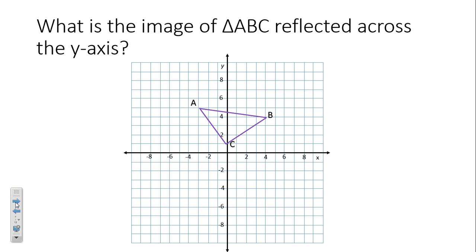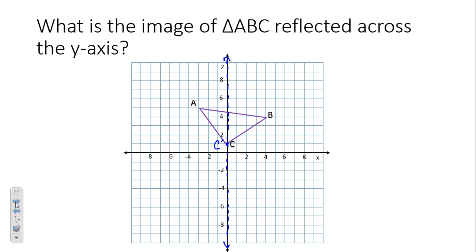What is the image of triangle ABC reflected across the y-axis? So which one's the y-axis? Okay, the one that it's currently crossing, right? The vertical axis is our y-axis. Good. C is going to stay the same, isn't it? So we can label C prime immediately. Just call it C prime because it's on the line of reflection.